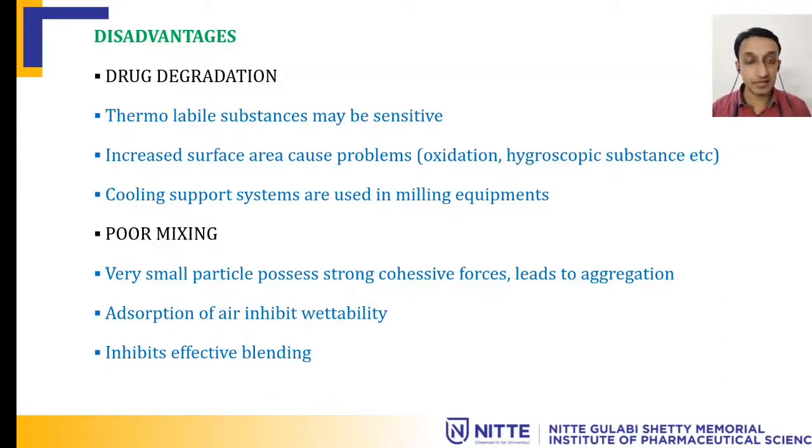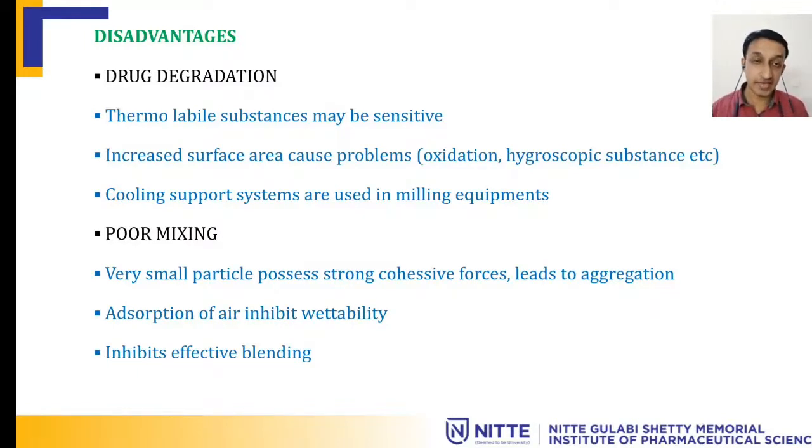Another disadvantage is poor mixing. We might be wondering how poor mixing results from size reduction. If size reduction goes too extensive, very small particles actually have strong cohesive forces and surface charges. This causes a lot of aggregation of particles, and sometimes they adhere to the walls of the processing machine, all resulting in poor mixing.